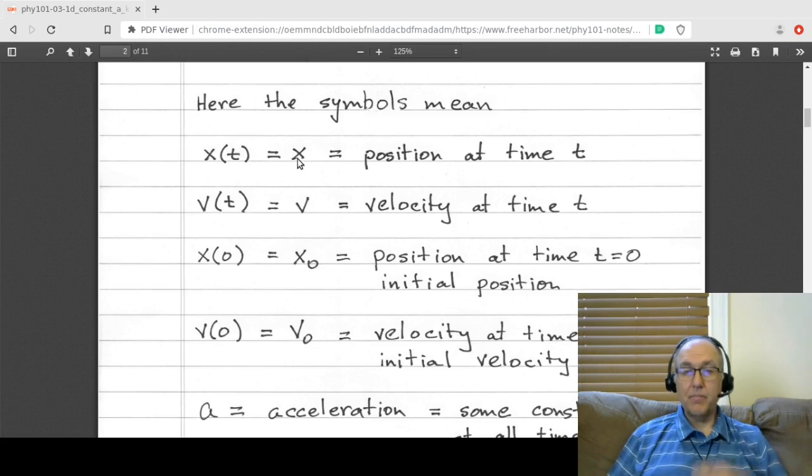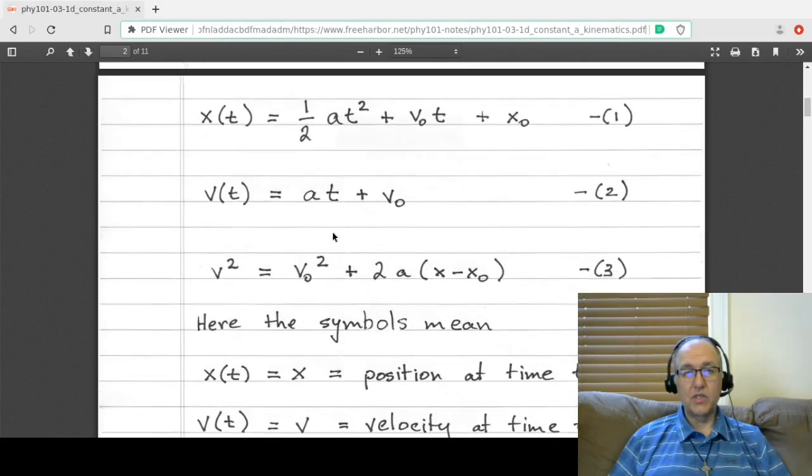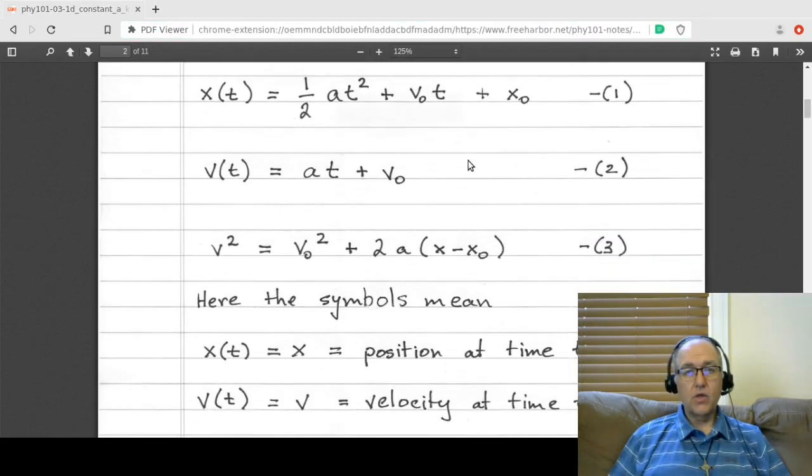So x is like the position at time t, v is the velocity at time t, x naught is the initial position, or the position at t equals 0, okay, and v naught is the initial velocity, or the velocity at t equals 0. All right, let's look at those equations again. Okay, so over here we have the position at some later time t is equal to 1/2 at squared plus v naught t plus x naught. Okay, and again, this is the initial position and that's the initial velocity.